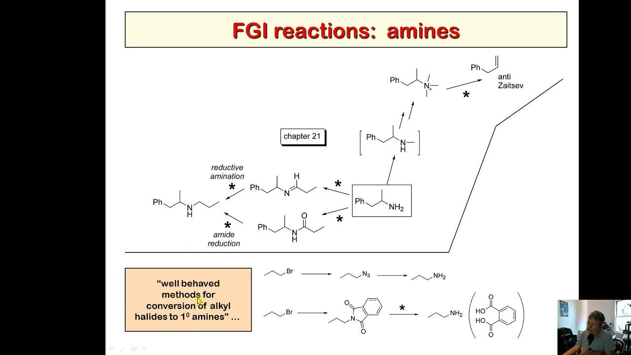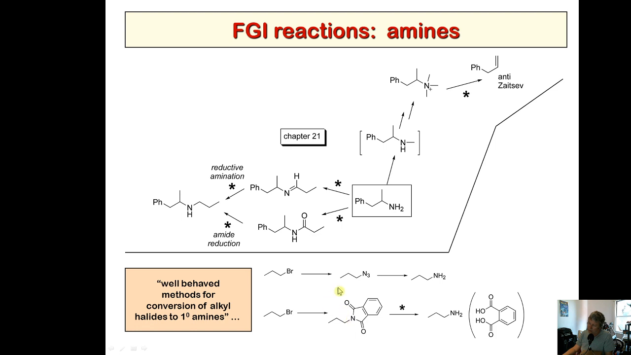What are the well-behaved ways of converting alkyl halides to primary amines? Remember these? These are in the amine chapter. One of the things you can do is treat a bromide with sodium azide, NaN3. That makes a primary azide, and then you can reduce the primary azide. You need a strong reducing agent. I think it's lithium aluminum hydride, LiAlH4, that will reduce the azide to the amine, NH2. And then you can also do this. It's called the Gabriel amine synthesis. Gabriel amine synthesis is the second one.